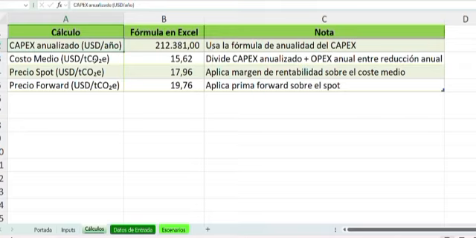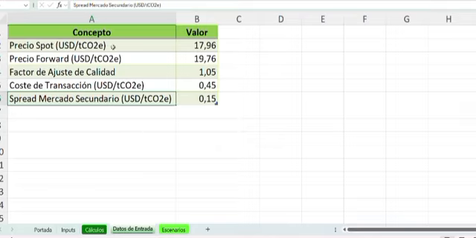It then calculates the average cost, which is the annualized CapEx plus the annual OPEX divided by the annual CO2 reduction. To this average cost, the profit margin is applied to obtain the spot price. Finally, the forward premium is applied to the spot price to obtain the forward price. Adjustments for the secondary market.